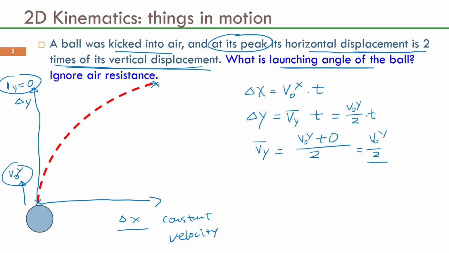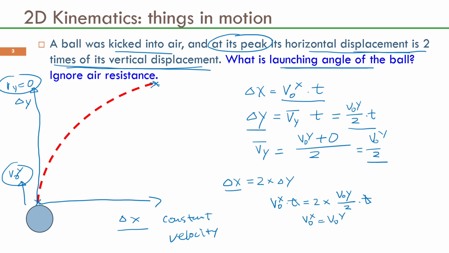All right, so the question says the horizontal displacement is 2 times its vertical displacement. That means delta x equals 2 times delta y. So if I substitute this delta x and this delta y into this equation, let's see what I get. I get v0x times t, which is my horizontal displacement, equals 2 times my vertical displacement, which is v0y divided by 2 times t. If you simplify this equation, you can see that v0x and v0y are basically the same.